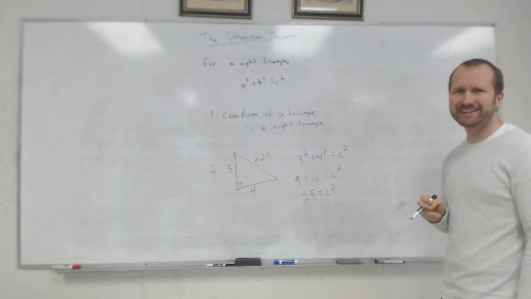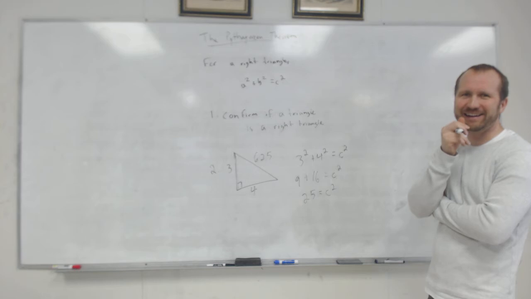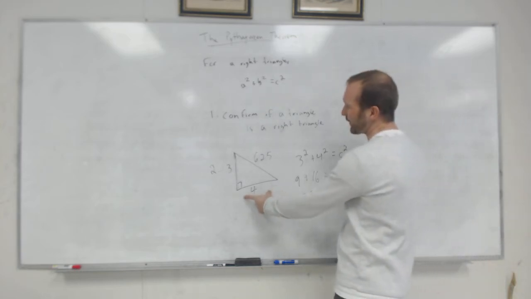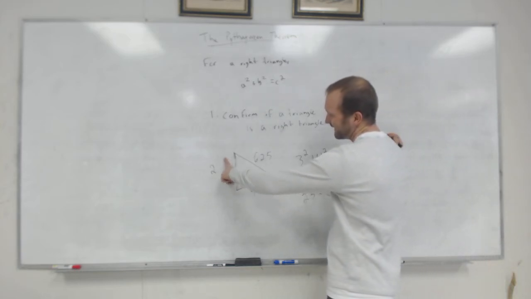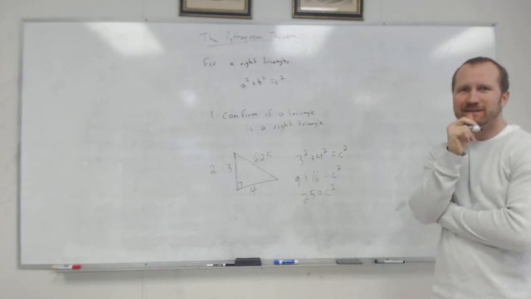Wait a second. Is that right? No, that doesn't seem right. I don't think so. How can this side be 4 and this side be 3? Wouldn't that be 5?